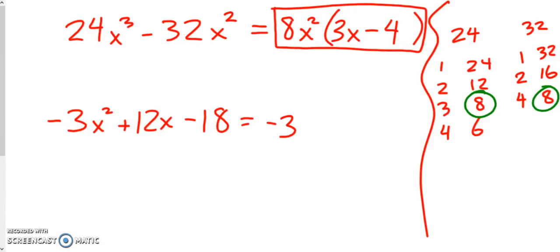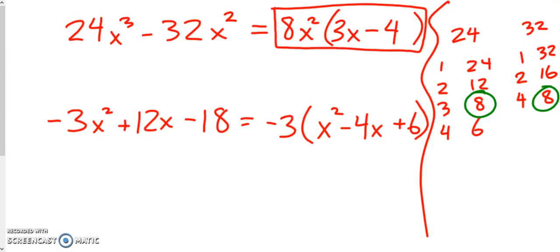I think a couple of the problems on the homework ask you to take out a negative number. And basically what that does is that changes all the signs. So if I take negative 3 goes into negative 3 once, that'll just be x squared. Negative 3 goes into 12 4 times, so that'll be minus 4x. And then this would be plus 6.